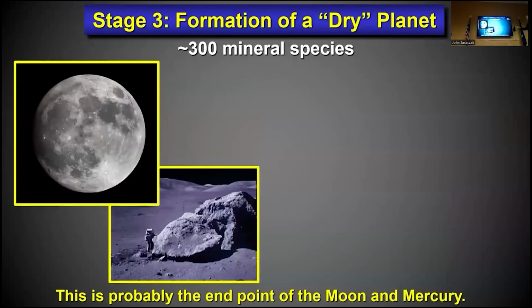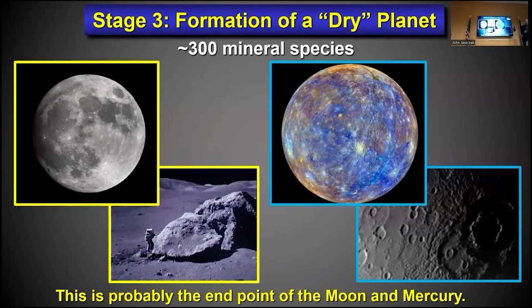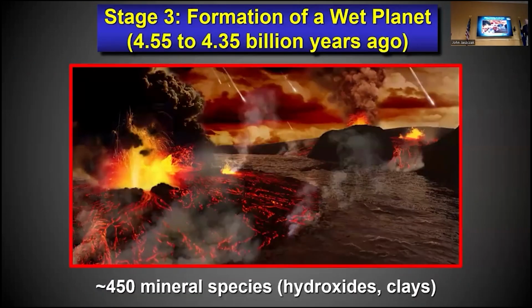That's what we find in meteorites. That's what we think is probably, when you start forming planets, the endpoint for a dry world, like the moon, like Mercury. About 300 minerals, but it's difficult to imagine you get very much more. If you have a wet world, like early Earth, like early Mars, you can start doing new tricks.